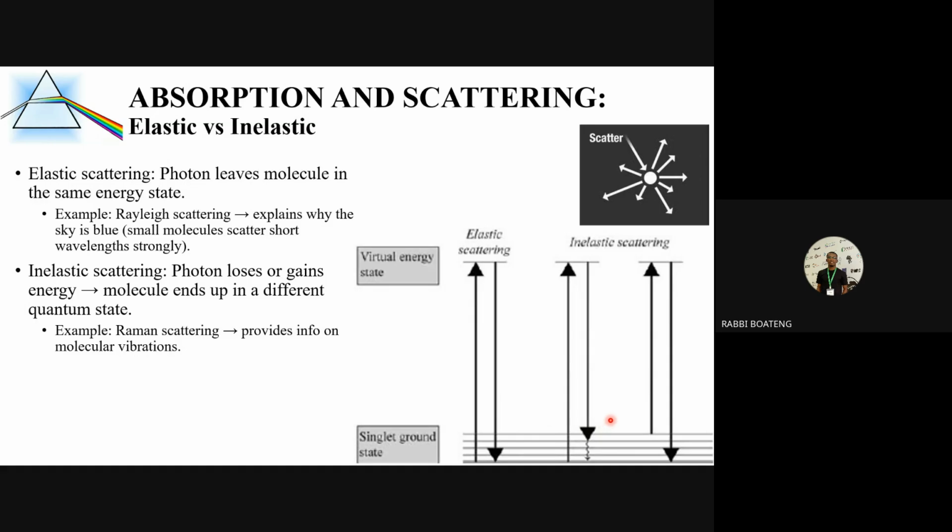Or better still, it will leave at a particular range of a singlet state, go to a virtual state, and instead of coming back to its original end, it extends to a different singlet state. So that is what differentiates between the elastic and the inelastic scattering. For the elastic scattering, we expect that when the photon leaves, it ends up in the same energy state. But here, when the photon leaves, it doesn't end up in its same energy state. It will end up in a different energy state.